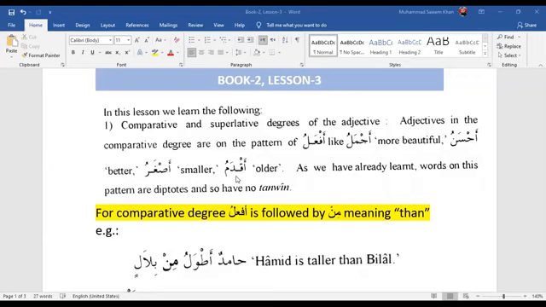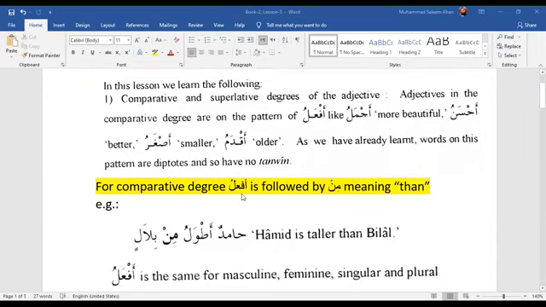And how do we know if we are using it as comparative and superlative? It is very easy to know that after the word that comes on the pattern of af'alu, if we see min, that means it is comparative. And it gives the meaning of than, like in English, we say Bilal is bigger than Muhammad, or Hamid is taller than Bilal. So we can see here, Hamidun atwalu min Bilalin.